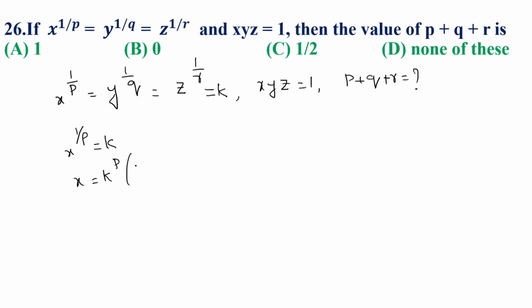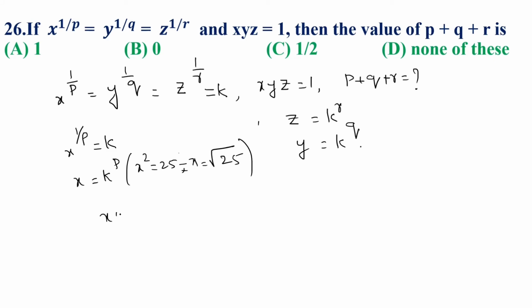How? See here, if x square is equal to 25, what will we take? x is equal to square root of 25. So if it is 2, it will become 1 by 2. Square means 1 by 2. So in the same way, if it is 1 by p, it means k to the power of p. In the same way, z is equal to k to the power of r and y is equal to k to the power of q.